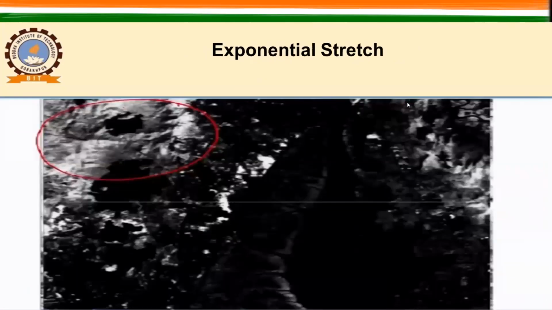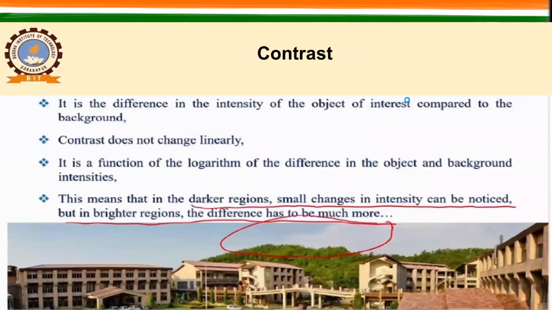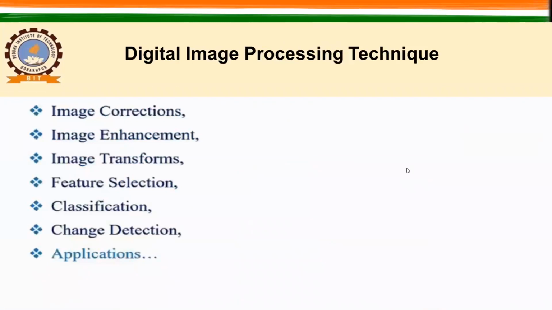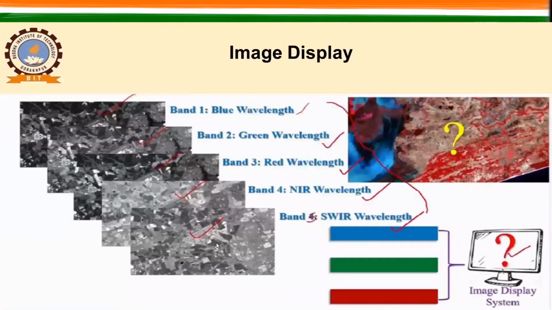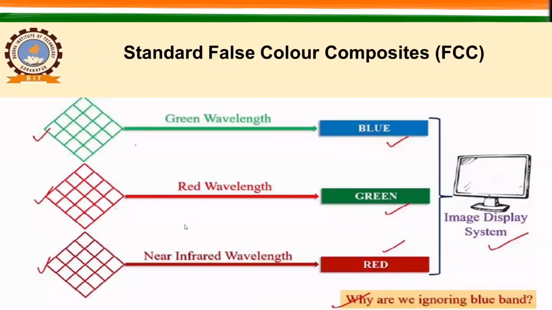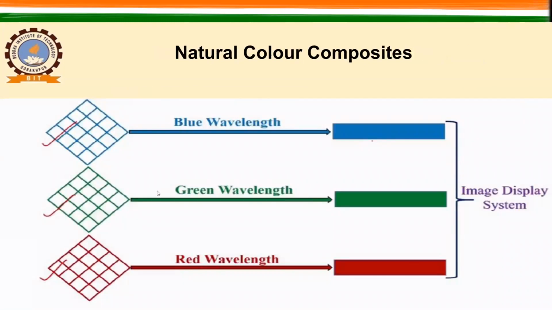ठीक है, तो बेसिकली हमको जो बात करना है इस पूरे लेक्चर पार्ट 1 और पार्ट 2 में, हमने ये दो चीजें देखी. ठीक है, कुछ चीजें हमने जो देखी जो हम आपसे बात करेंगे कि डिजिटल इमेज प्रोसेसिंग टेक्निक में हमें इमेज का करेक्शन करना है, इनहांसमेंट, ट्रांसफॉर्मेशन, फीचर सिलेक्शन, क्लासिफिकेशन, चेंज डिटेक्शन एंड देन एप्लीकेशन. तो इमेज का डिस्प्ले कैसे होगा, उसके बाद हम उसको फॉल्स कलर कंपोजिट, नेचुरल कलर कंपोजिट और ग्रे स्केल इमेजेस में कैसे डिवाइड करते हैं, स्टैंडर्ड फॉल्स कलर कंपोजिट क्या है हमारा, नेचुरल कलर कंपोजिट क्या है हमारे.